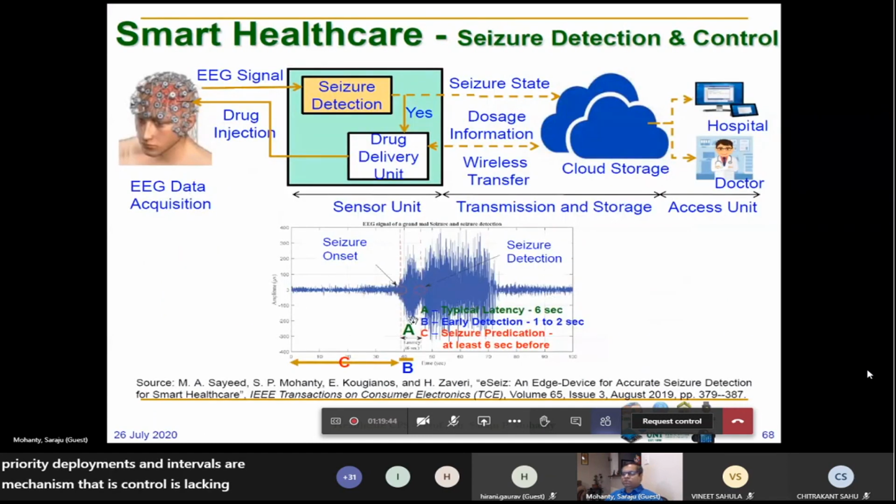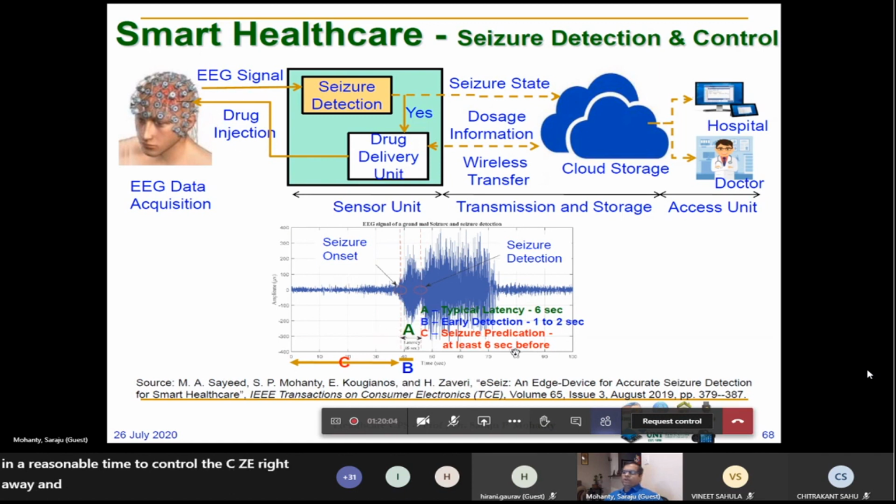So this is one past student who started working. What he did is detecting seizure, okay, that is an important aspect, very fast. And then we are able to integrate a drug delivery system so that the drug delivery happens in a reasonable time to control the seizure right away.